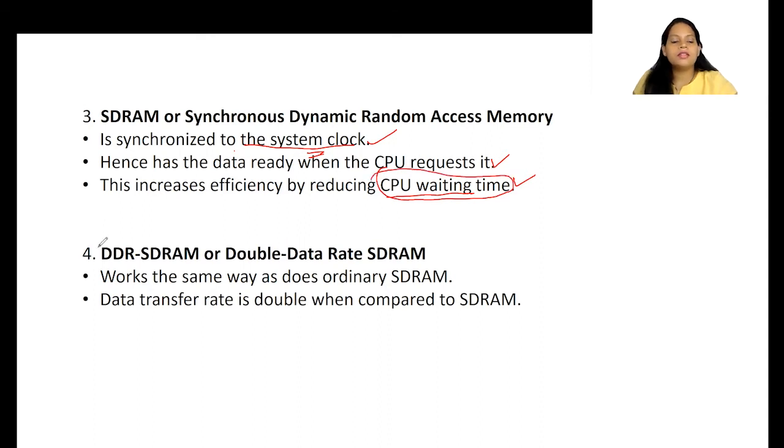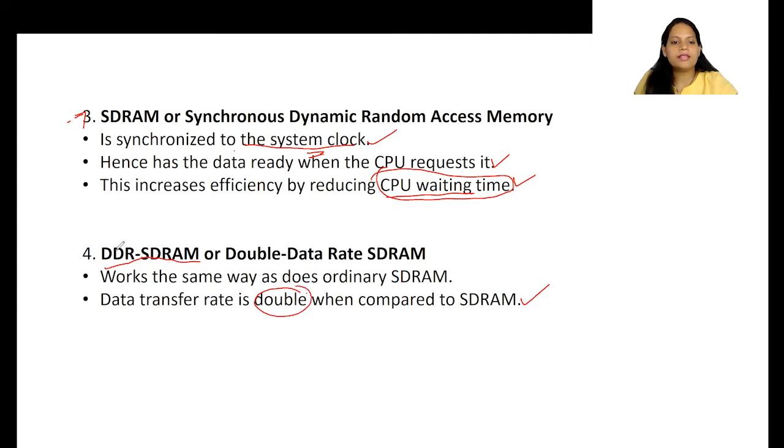Okay. The fourth and the last type of RAM is DDR SDRAM or double data rate SDRAM. It works the same way as ordinary SDRAM. Data transfer rate is double when compared to SDRAM. Okay, so this is similar to our SDRAM, but here data transfer is double, as its name says.